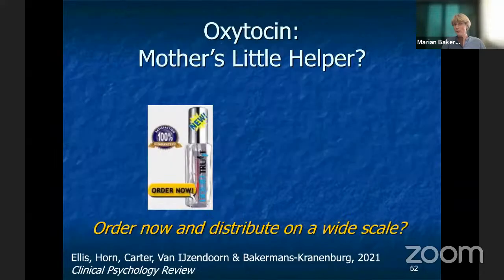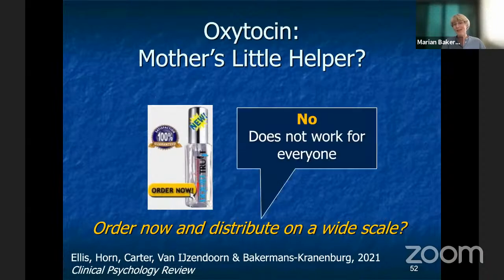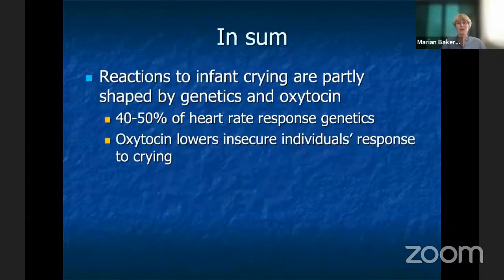So should we consider oxytocin mother's little helper, order it now and distribute it on a wide scale? No, the answer is no. For oxytocin administration does not work for everyone in a similar way. And sometimes it seems that for those who had untoward childhood experiences, it works less well than for those who had happy childhoods. So in that case, it would not help those who need it most.